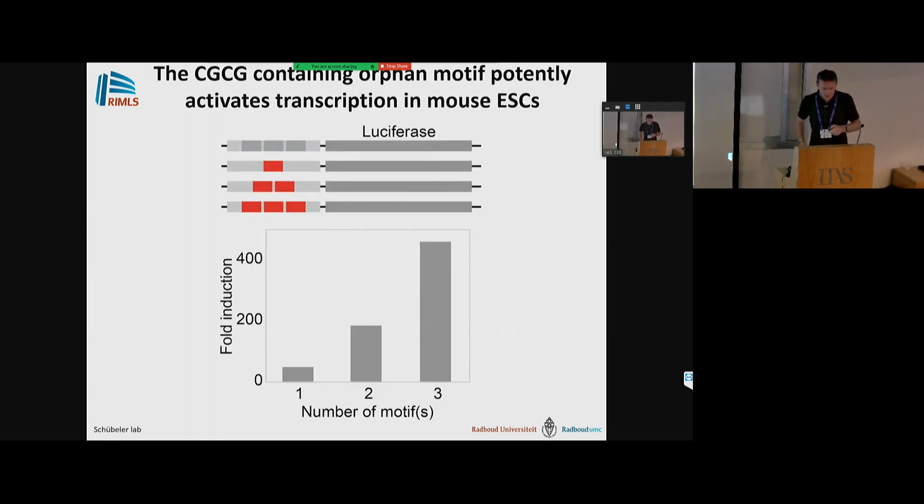So this is data from the Schübeler lab, recapitulating what is already known. If you put this motif in front of a luciferase gene, this is now a reporter assay in mouse ES cells, you can see a very dose-dependent and very potent activation of transcription by having 1, 2, or 3 motifs in front of a luciferase gene.